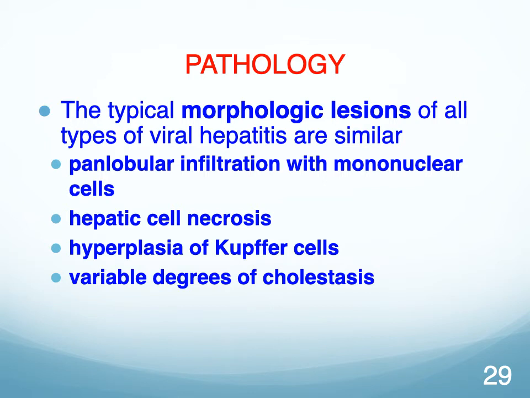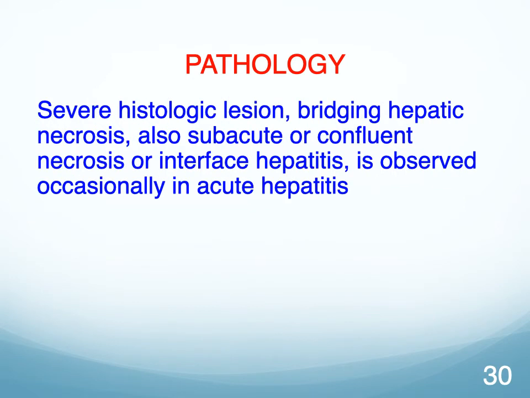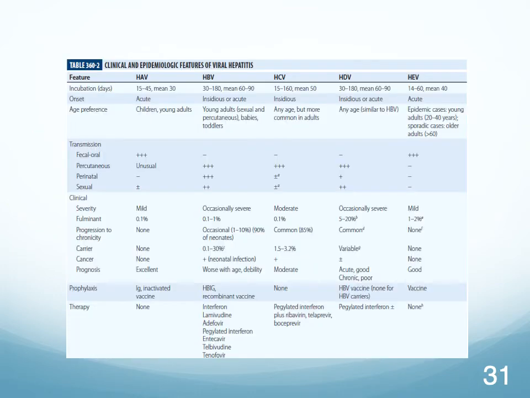There are typical morphologic lesions among all the types of viral hepatitis. You have your panlobular infiltration, hepatic cell necrosis, hyperplasia of Kupffer cells, and variable degrees of cholestasis. In severe hepatic histologic lesions, there's bridging hepatic necrosis. There's also subacute or confluent necrosis or interface hepatitis, and it is observed occasionally in acute hepatitis.